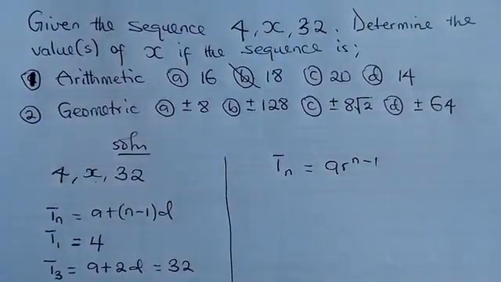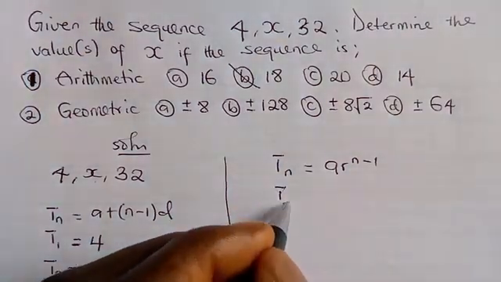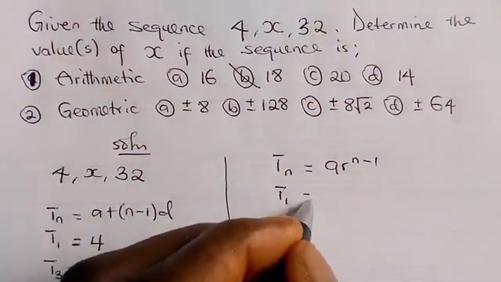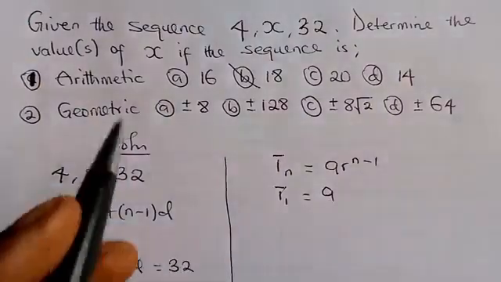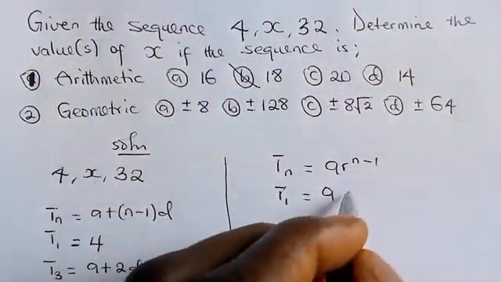So if Tn equal to AR raised to the power n minus 1, T1 for a geometric progression also is A, just like we have it in AP. And this A, which is the first term in this expression, is equal to 4.